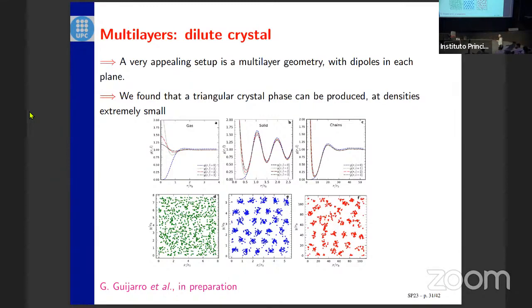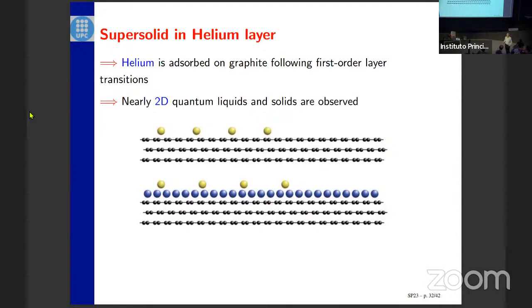I also worked for many years in helium. I was involved in the history of Moses Chan, and I remember there was big excitement about the supersolid stuff in helium. For 5 years, everyone in our field was trying to find it, but then it was not possible to confirm by experiment. But we are continuing to explore helium. For instance, you take graphite and put helium on top, and helium is strongly adsorbed on graphite. This is known from experiments.